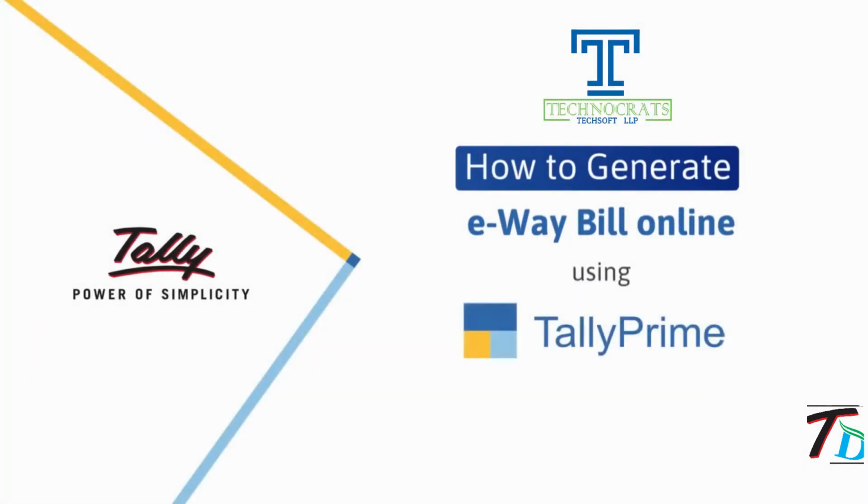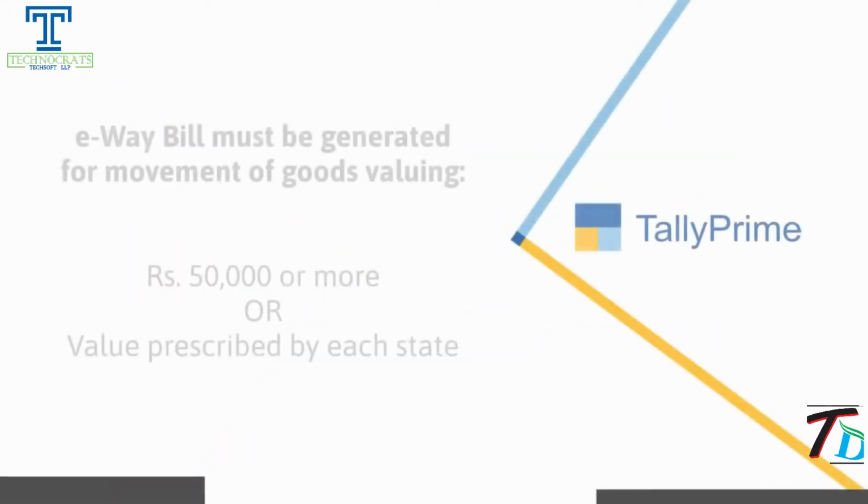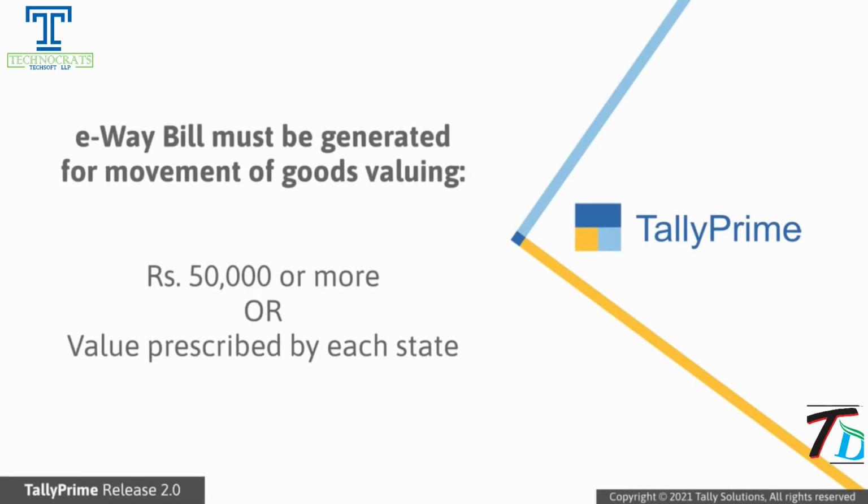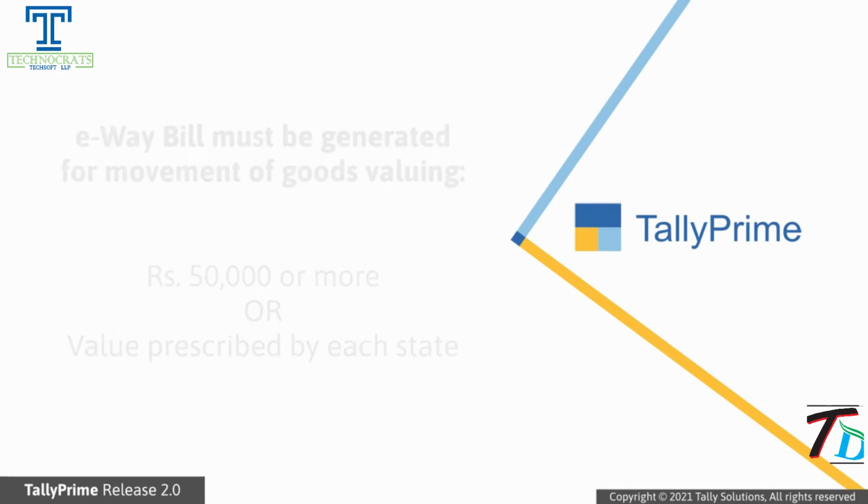In this video, you will learn how to generate e-way bills online using Tally Prime. You will need to generate an e-way bill for movement of a consignment with goods valuing either Rs 50,000 or more or value prescribed by each state.